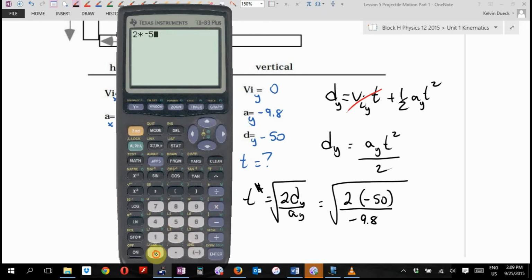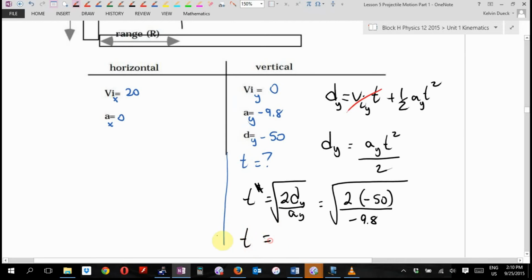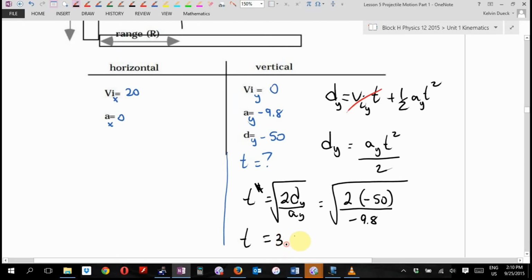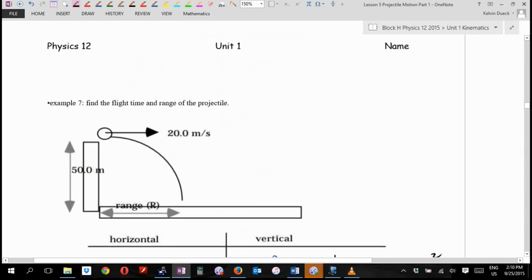Two times negative 50 divided by negative 9.8 square root. Now, my final answer, I would go to 3 sig figs, 3.19, but I'm going to carry a few more because I know, Manny, I'm going to be using this to find other stuff. So I'm going to say this. T equals, I'm going to go 3.1944, 5 sig figs. And then I'll go equals 3.19 seconds, and I'll put a box around it because that's an answer.